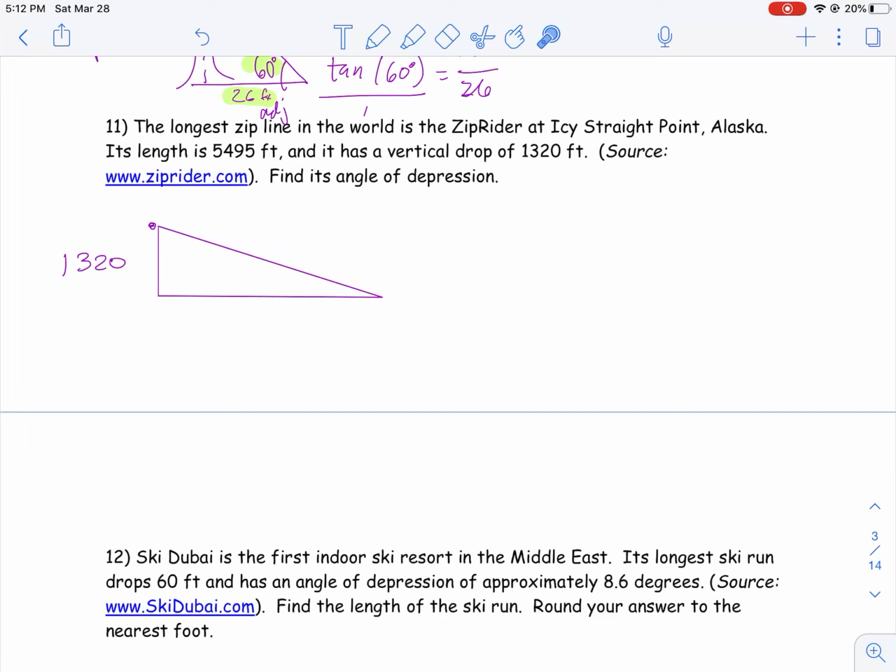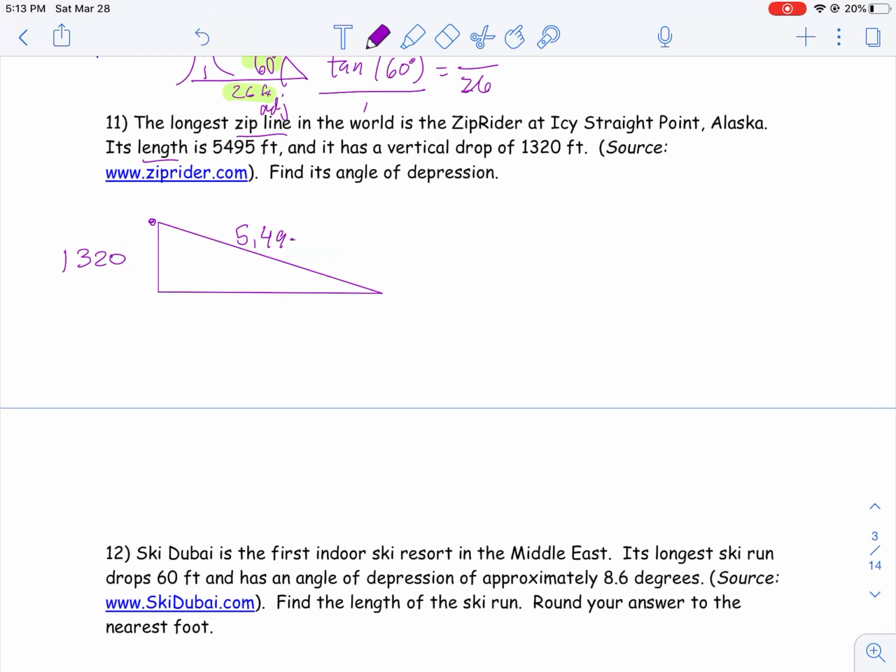Since it says the length of the zip line, I think the best way to interpret it is this distance right here. So if you're a rider on the zip line, you're going to go from here to here, and that's the length of the zip line. I would call this the horizontal distance, or the horizontal distance along the ground. So we are going to put 5,495 feet here.